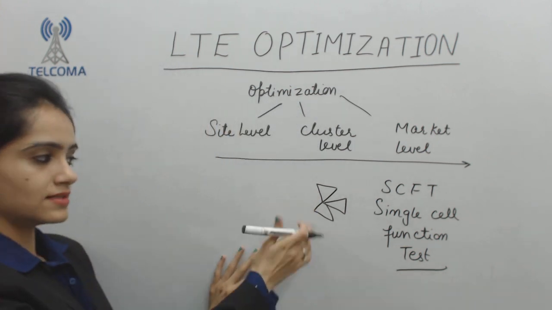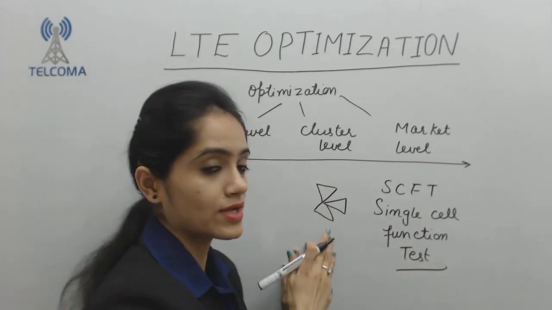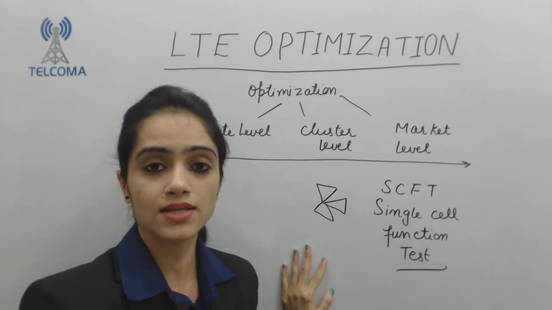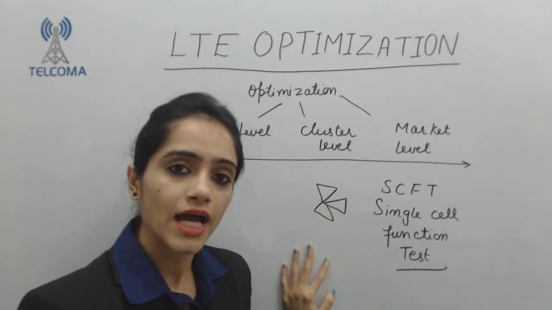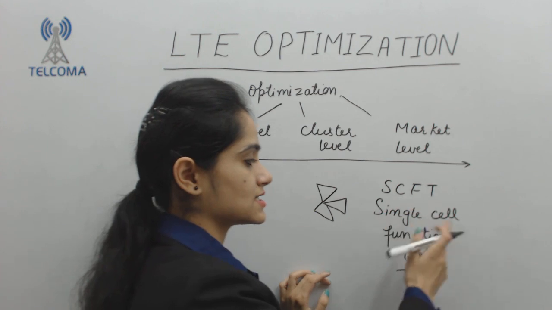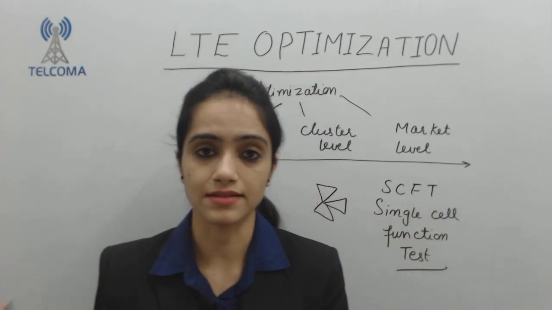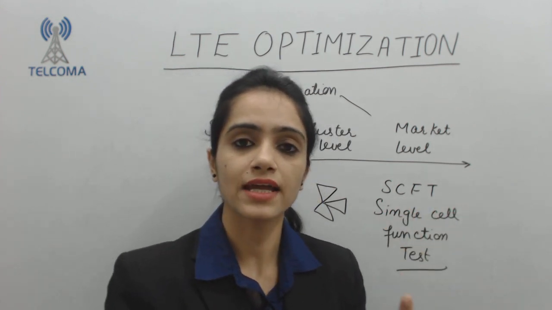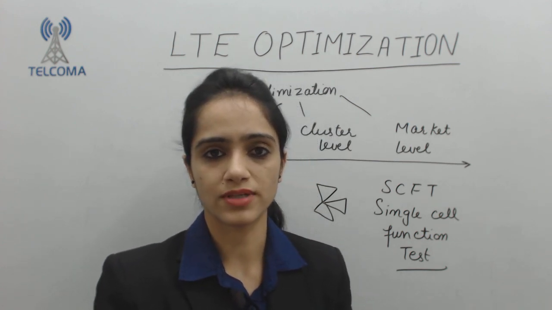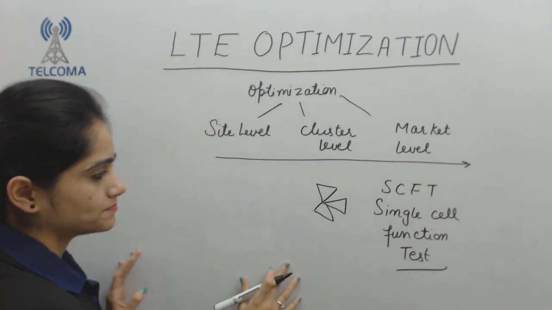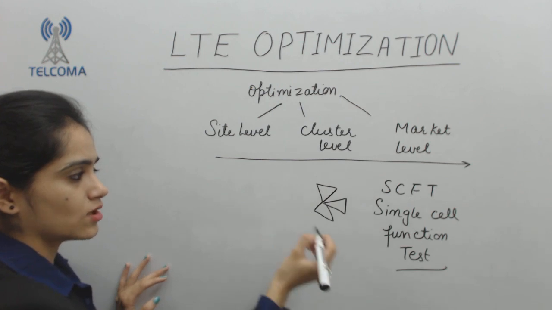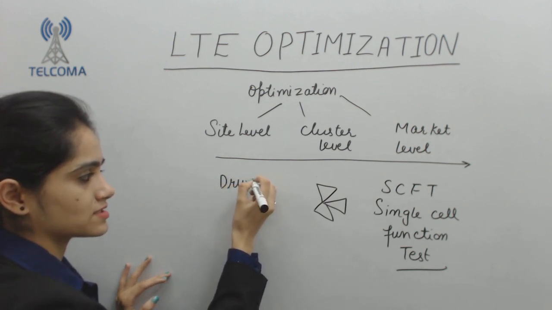Okay, I have planned a site over here. We have given a frequency, bandwidth, and users are using this cell. Now I require that there should be a single cell function test of each and every site so that I can find out the various parameters from this cell.